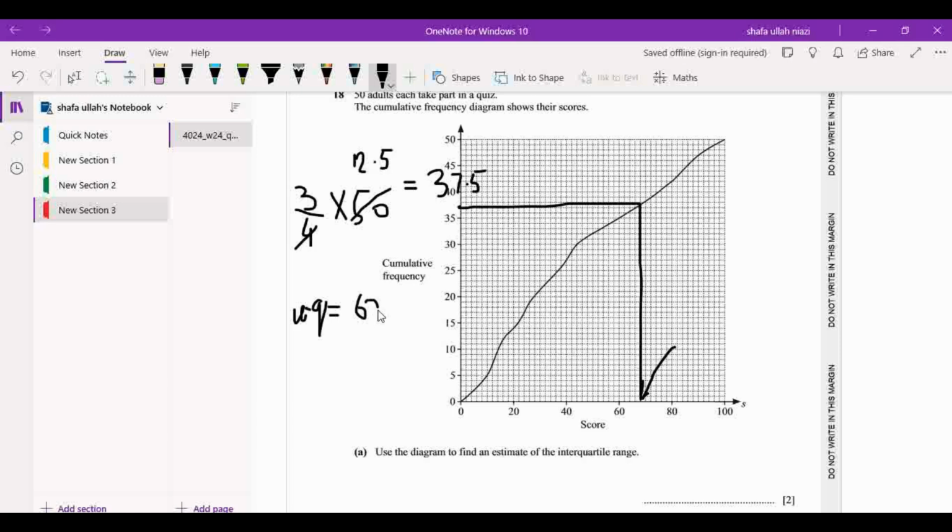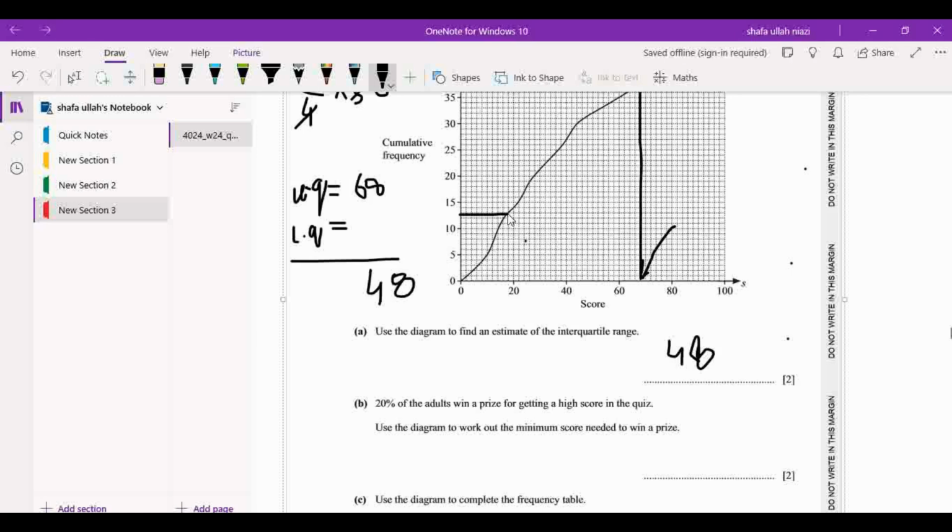Similarly, lower quartile is 1/4, which is quite obvious, 12.5. 12.5 is here, between 11 and 12. This is 12.5 here, this is the lower quartile, and the lower quartile is 18.